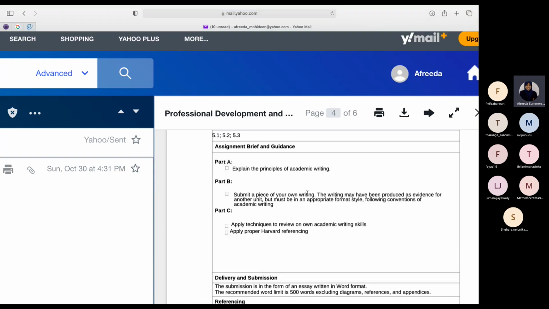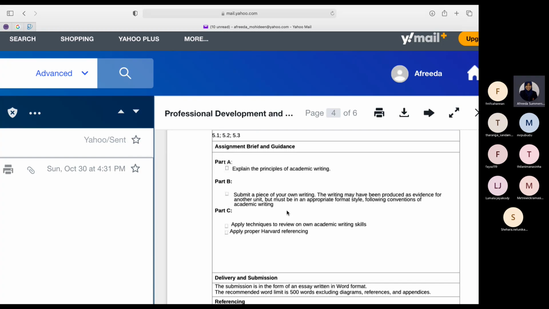See the question. Submit a piece of your own writing. The writing may have been produced as evidence for another unit, but must be in an appropriate format style following the conventions of academic writing. It has to be related to academic writing. Yes, well done. That's a good understanding. What is the second point in that question? It should be in the format of a report. Yes, format of a report.